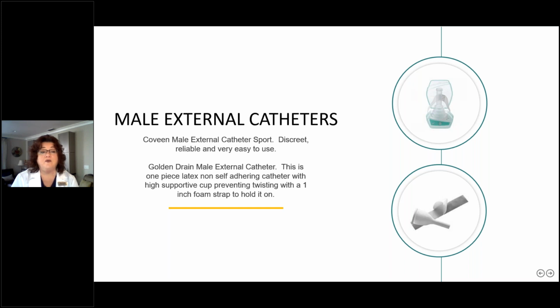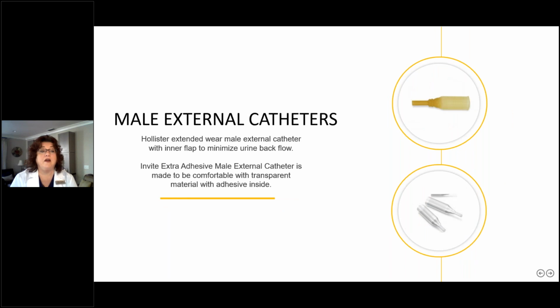And then there's the old one-piece latex non-self-adhering catheter that has a high supportive cup, and that prevents twisting, which is good. And it has a 1-inch foam strap to hold it on. And there are some issues with that if people put them on too tight. That can be a real bad thing that they can do and get injured from that.